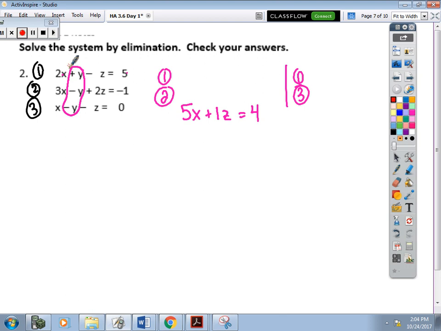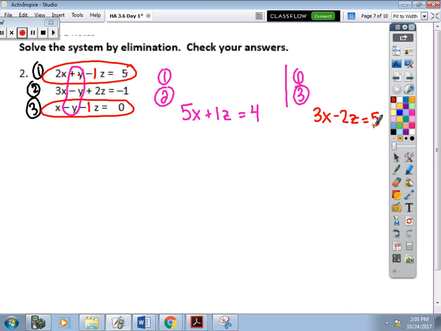Now we're going to add 1 and we're going to add 3. Okay, so kind of ignore or hide that middle one. So 2x plus 1x is 3x. Y plus a negative y is 0. Now be careful, this is negative 1 plus a negative 1, which would be a negative 2z. And then 5 plus 0 is 5. So that did shorten the time we had to rewrite everything, right?